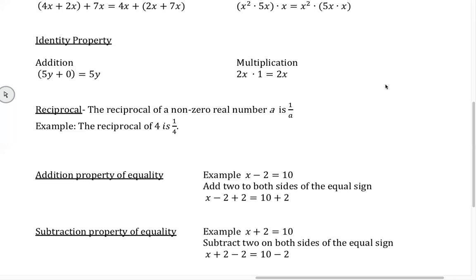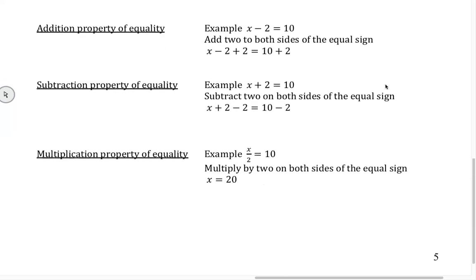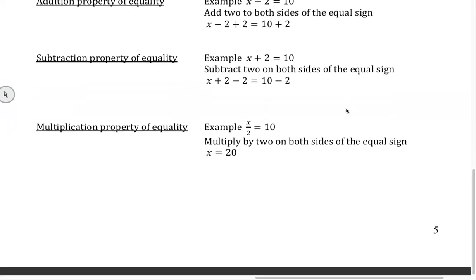So if I have x plus 2 equals 10, well, I think we can see 8 plus 2 is 10, okay? But if I want to prove that, I can subtract 2 from both sides. And you can see my plus 2, minus 2, they're going to cancel. They're going to add up to 0. And I have 10 minus 2, which is 8. I can also do this with multiplication and division.